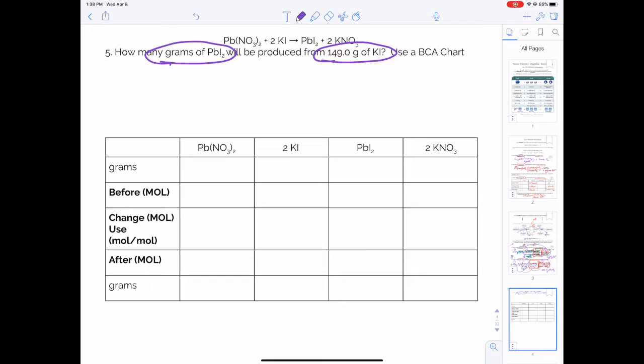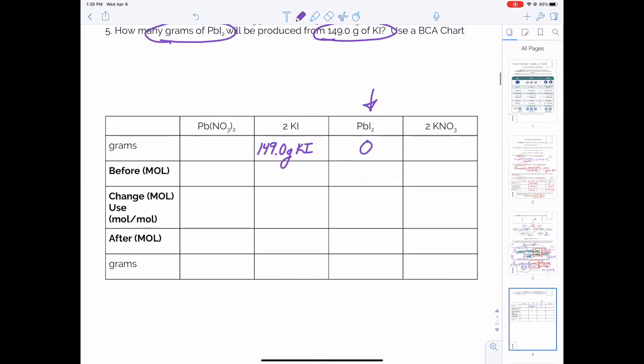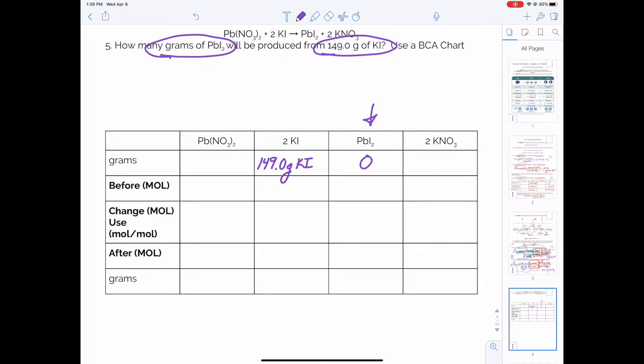So the chart that I made looks exactly the same as it does before, BCA, before, change, after, but I put a row on the top in grams and a row on the bottom in grams because this problem gives me grams of potassium iodide at 149.0 grams. The question is asking about lead iodide. I start out with no grams of lead iodide. So the first thing I need to do is figure out, well, how many moles is that going to be? So I need to convert the 149 grams of potassium iodide to moles.